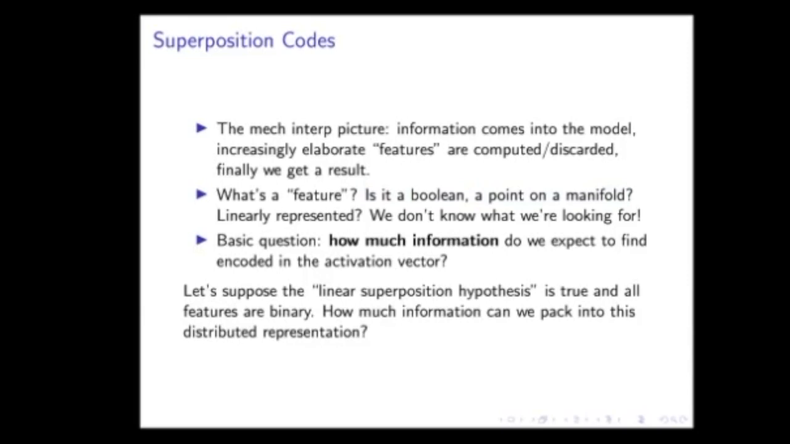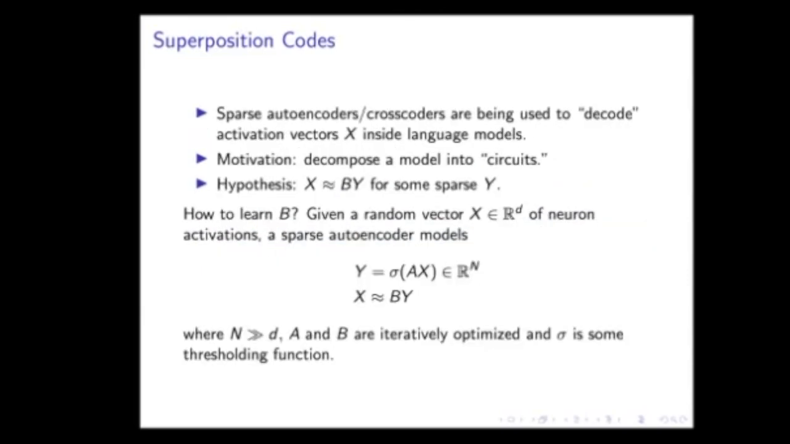So I think we should start by asking really, really simple questions. In my head, that feels like one good approach. First, how much information do we expect to find encoded in the activation vector? If I had a sparse autoencoder that worked, how much information would be in this latent sparse variable y?